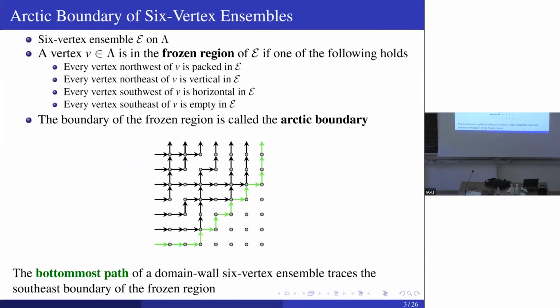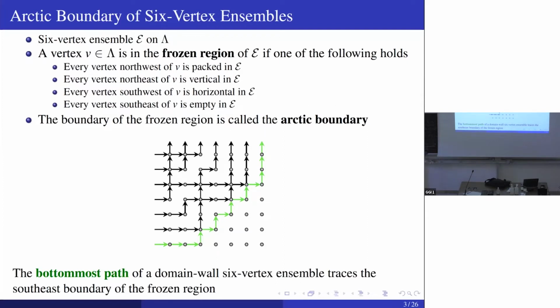Okay. So what we'll be interested in looking at is the so-called frozen region, or the Arctic boundary of these ice models, which has been mentioned to a great extent over the past week. So that we're all on the same page, so that we have exactly the same definition in mind, let me quickly say what that is precisely and pedantically. We'll start with the 6-vertex model E on this domain Lambda. We'll call a vertex V frozen if one of the following holds. There are going to be 4 possibilities.